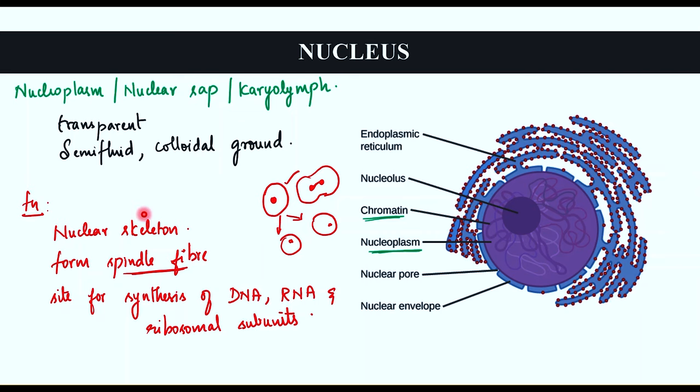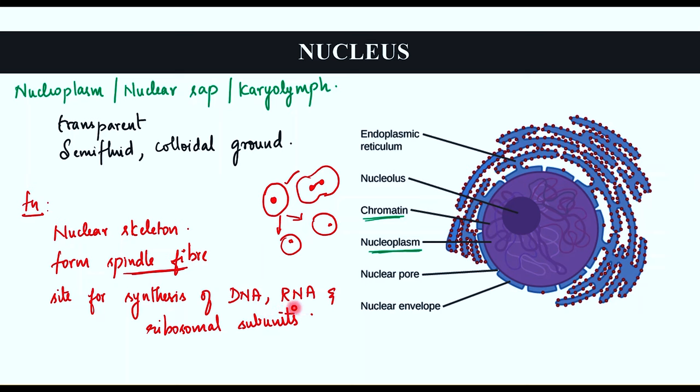Then if you ask what the function of this nucleoplasm is, it acts as a nuclear skeleton, which means it gives a definite shape to the nucleus. Fine. And it forms the spindle fiber. We know what a spindle fiber is. The spindle fiber is formed during cell division and helps the cell to divide. Then it is also the site for synthesis of DNA and also RNA and ribosomal subunits. What do you mean by DNA?